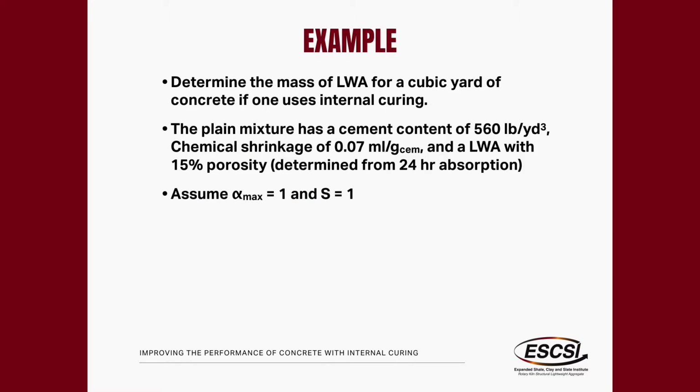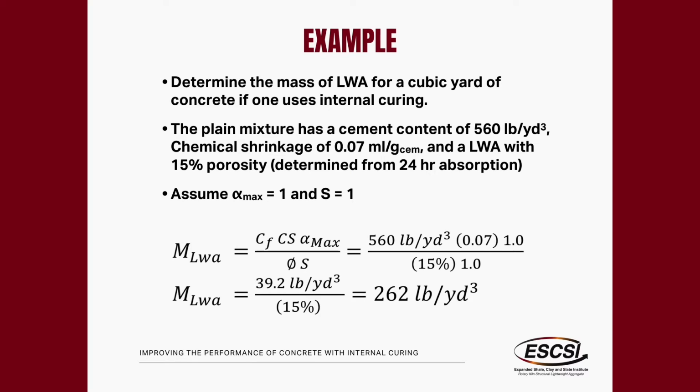So again, you could go through and rearrange that equation. You could calculate it out that you've got 560 pounds of cement. You've got the 0.07 chemical shrinkage. You've got 100% for your degree of hydration, porosity of 15%, degree of saturation of 1. All right, your aggregates are saturated, and you'll find out that that number is 262, which is really, really close to that 263. Right, so you get the same answer both ways.